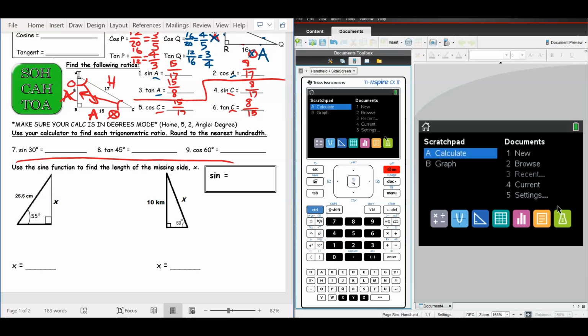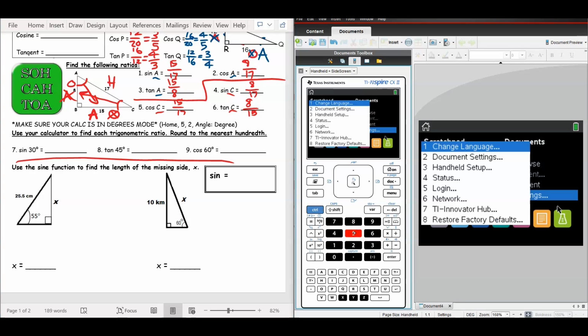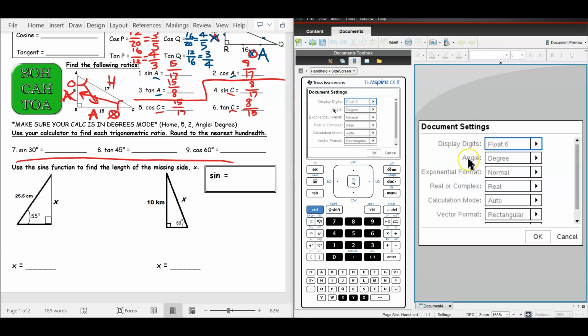It's over here. Press the home button, make sure you're on the black screen. Press 5 for settings, go ahead and do that. Press 5. And then 2 for document settings. And then look at that second row. If it says angle, degree, you're good. And more than likely, you're already in degrees mode, okay?